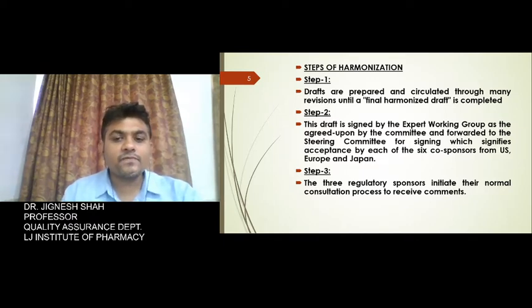The second step of harmonization involves that the draft which has been prepared is signed by the expert working group as agreed upon by the committee members, and later it is forwarded to the steering committee for further signing, which signifies that it has been accepted by all the 6 co-sponsors from US, Europe and Japan.